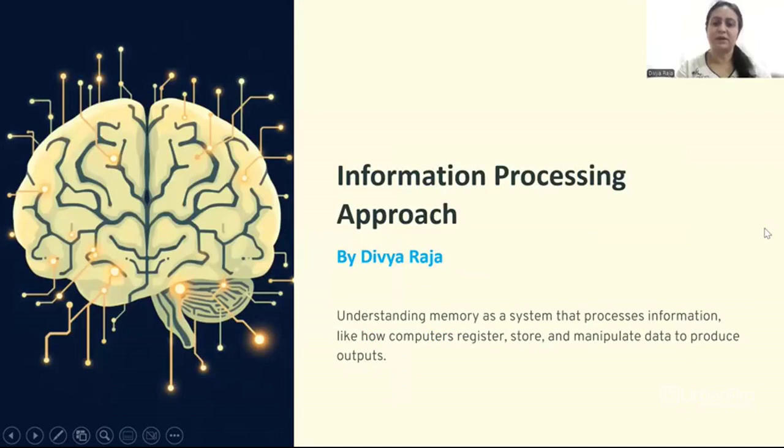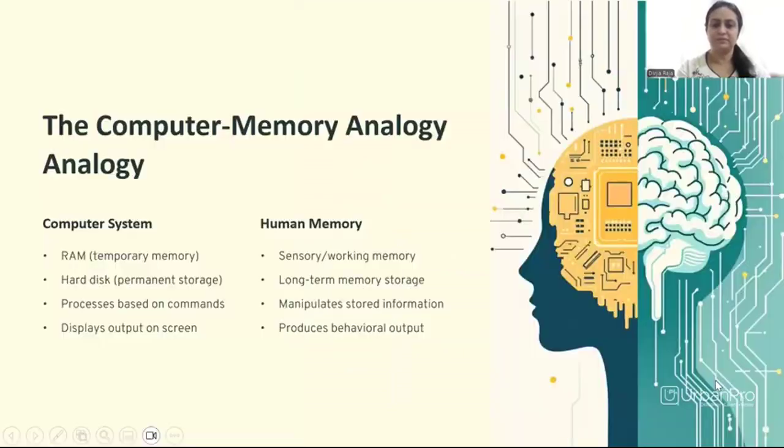What this approach is about is understanding human memory as a system that processes information, just like how computers process information in different steps: register, store, and manipulate or use the data to produce outputs. The information processing approach is also known as stage theory or model, or the Atkinson and Shiffrin model. It has different names, and you need to know all of them because in the exam, they can ask any one of those. And you should know that it's all the same.